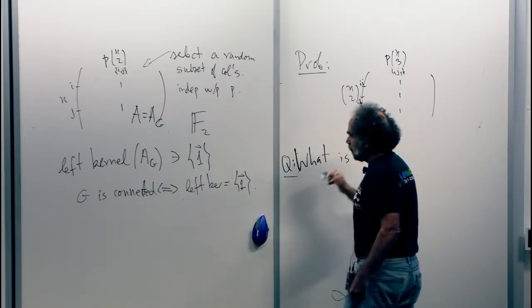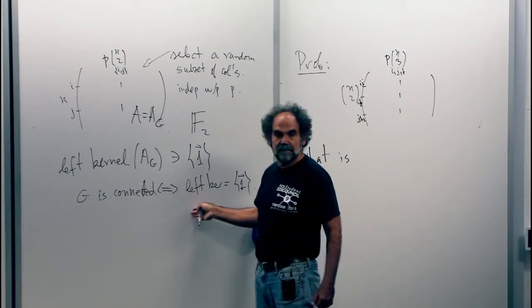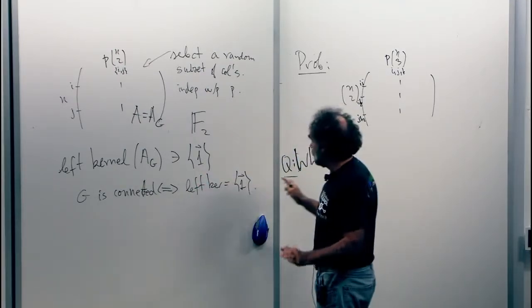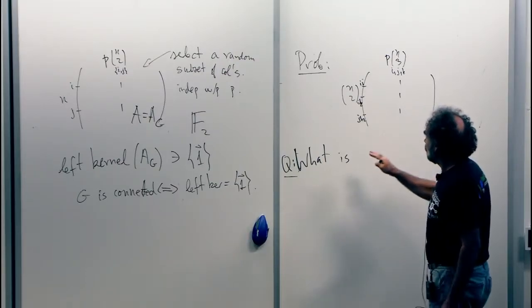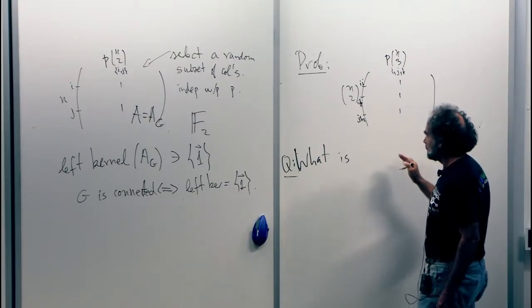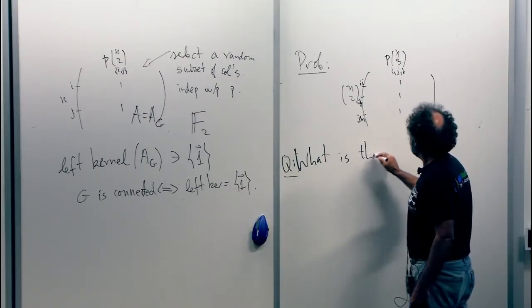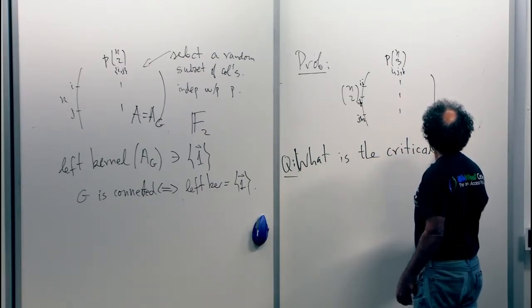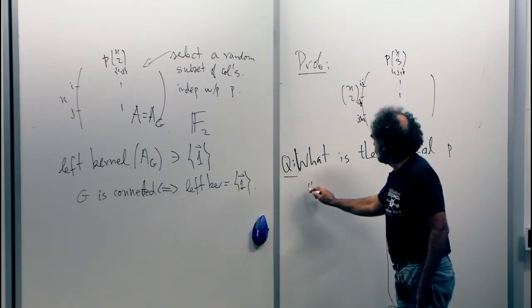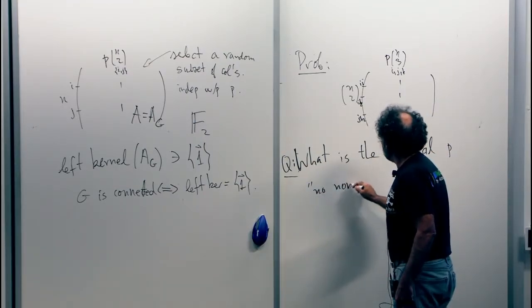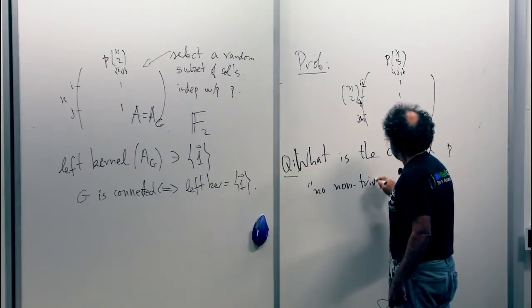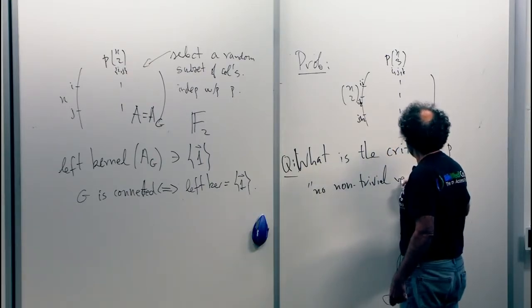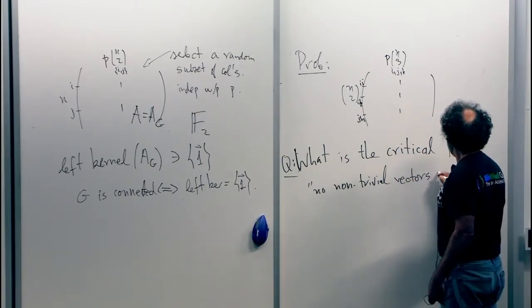we consider this as the trivial left kernel. We'll have to have a word, this will become a little more complicated here, but certainly not bad. What is the critical P for the event that there are no non-trivial vectors in the left kernel?